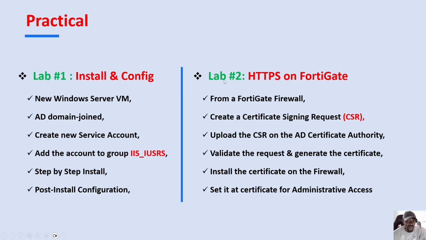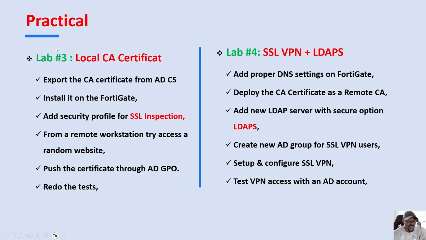After that we are going to jump to lab 2, which follows steps that describe how to request a certificate that we'll install on our FortiGate device to secure HTTPS access on our FortiGate device. After lab 2, we are going to jump to lab 3, where we will talk about how to install the local certificate authority certificate on our FortiGate device so that we can use this certificate for SSL inspection.